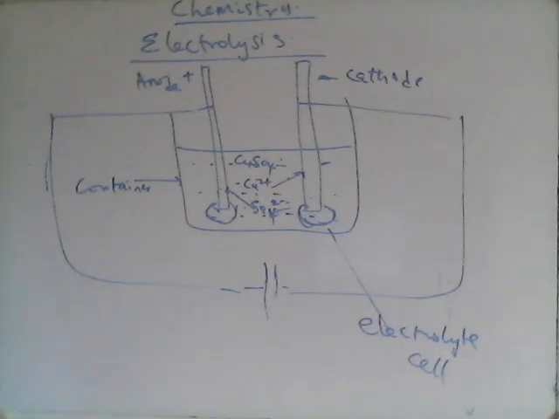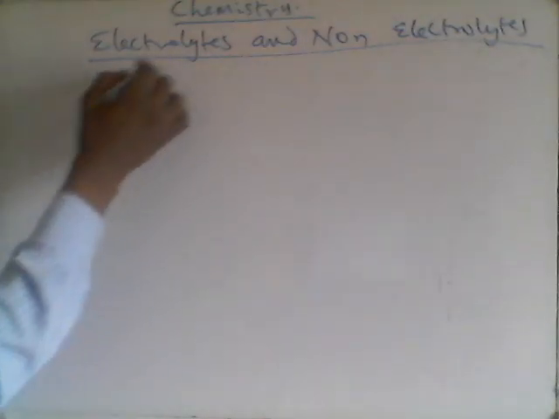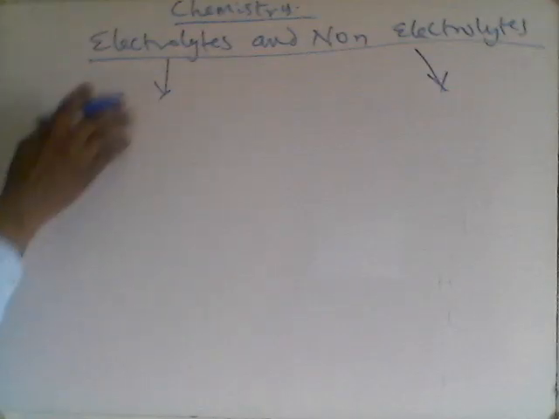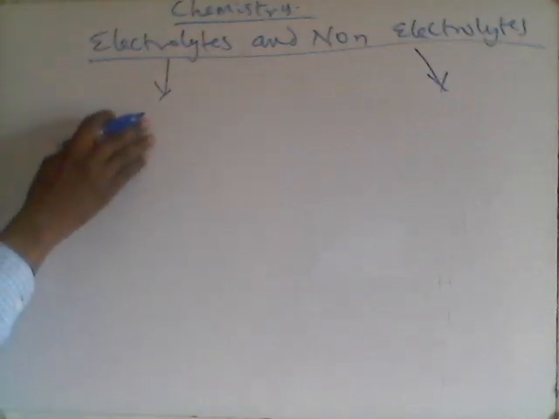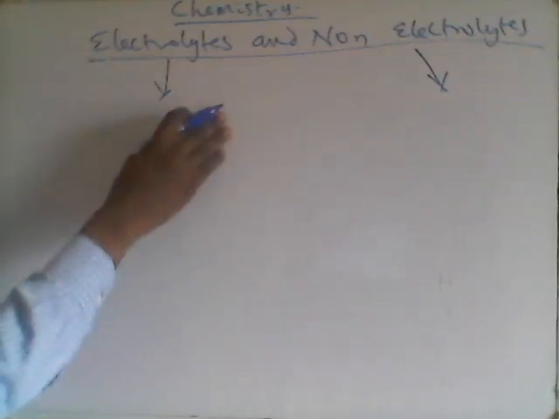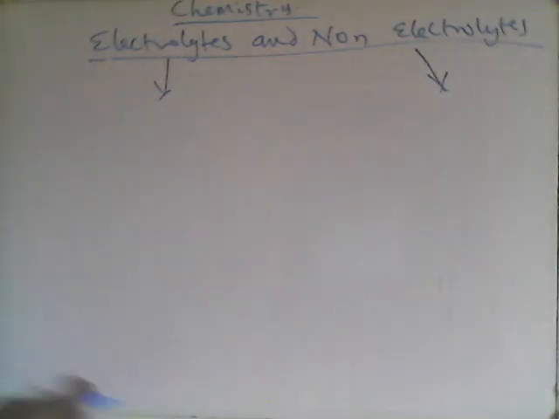So we're going to be looking at electrolytes and non-electrolytes. Electrolytes are substances that conduct electricity, and non-electrolytes do not conduct electricity. These are in molten or aqueous form. When an electrolyte conducts electricity, it produces free ions, as in the diagram I drew, so that they can move either to the cathode or the anode, depending on the polarity.